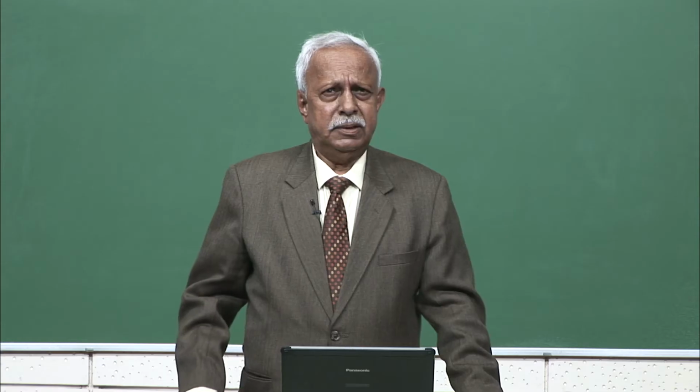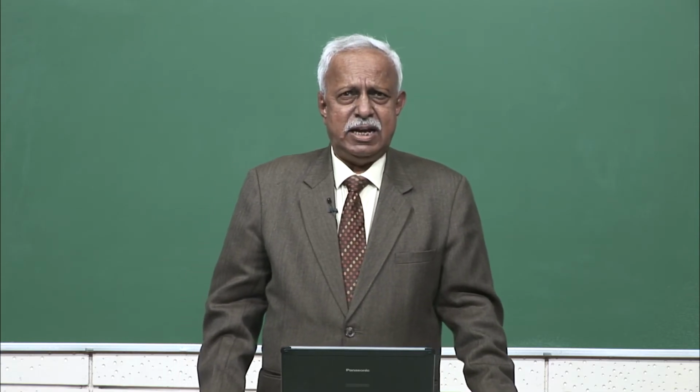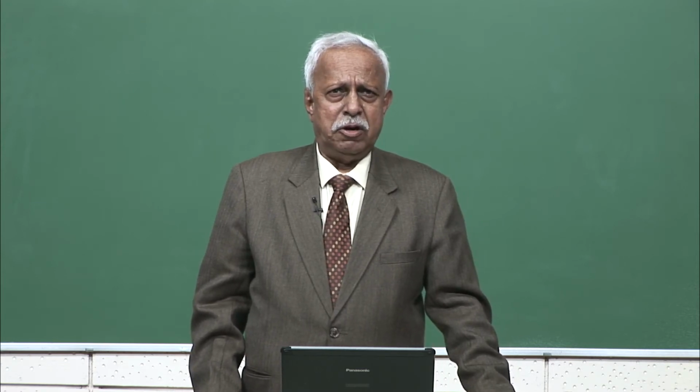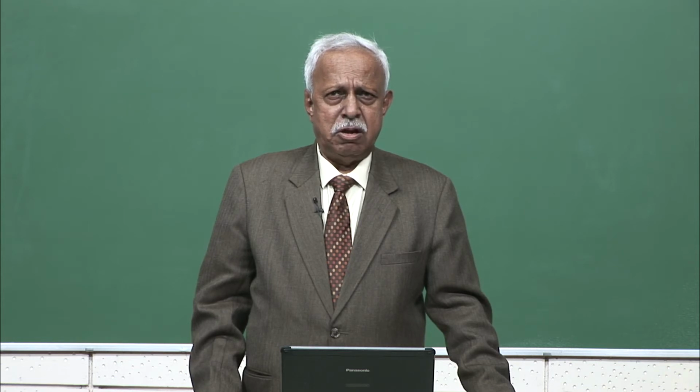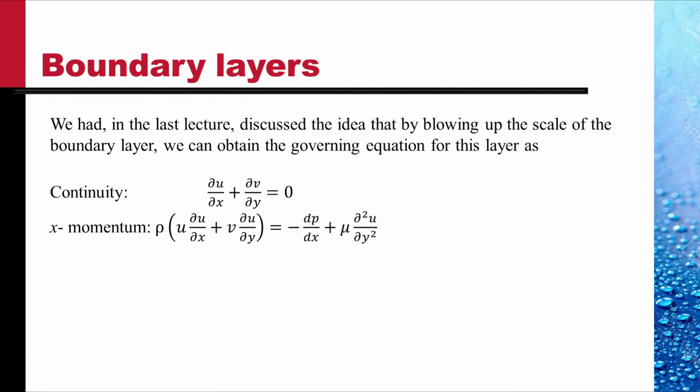Welcome back. We had in the last lecture discussed the idea that by blowing up the scale of the boundary layer, we can obtain the governing equation for that layer as del u by del x plus del v by del y is equal to 0 for the continuity equation, and for the momentum equation rho times u del u by del x plus v del u by del y is equal to minus dp by dx plus mu del square u by del y square. Notice that we have been able to retain the viscous term mu del square u by del y square, but the viscous term mu del square u by del x square is still negligible.